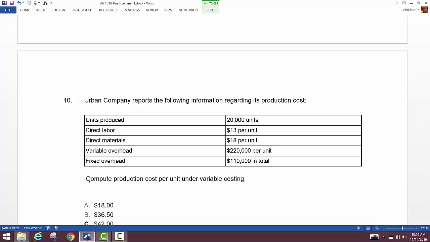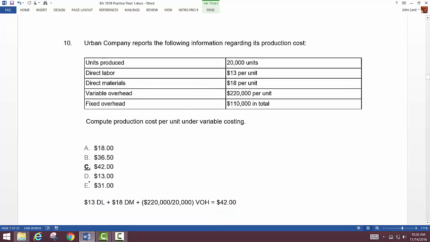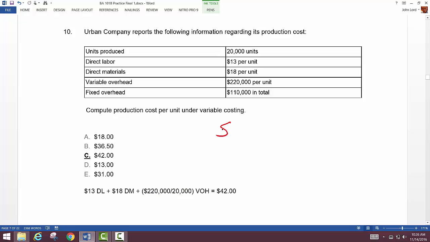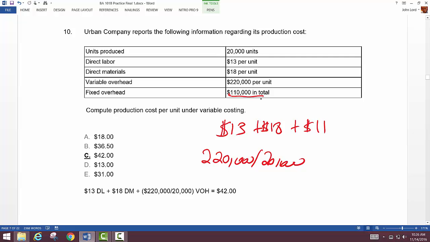Is this the same information now or different? Different? Okay. So what is this? 13 for the labor, 18 for the materials. The variable overhead, should we pick that up? 220,000 divided by 20,000 units. What's that? $11 per unit. Okay. How about this fixed? Nope, we're not going to pick that up, right? And so we add that all together. Is that 42? The 42? Okay, good.